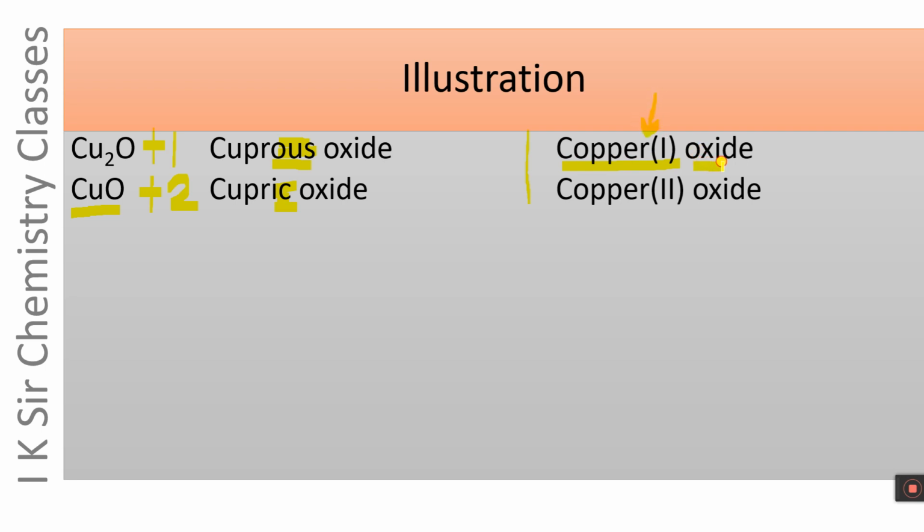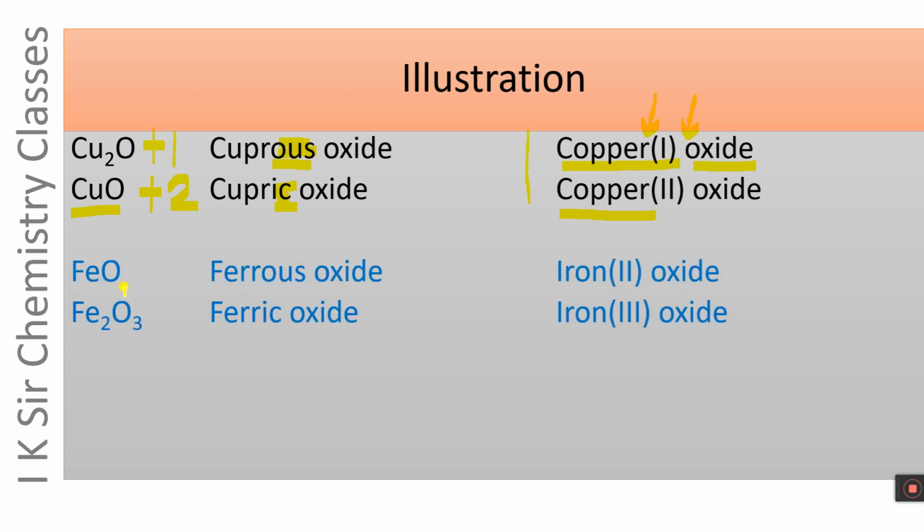Thereafter, oxide is written with a single space: copper(I) oxide, because the oxidation number of copper is +1. On the other hand, the name of CuO is copper(II) oxide. The oxidation number of copper is +2 here.